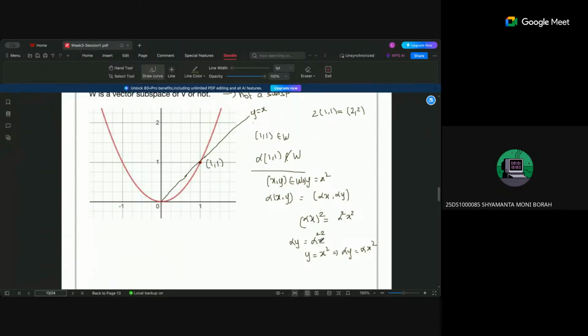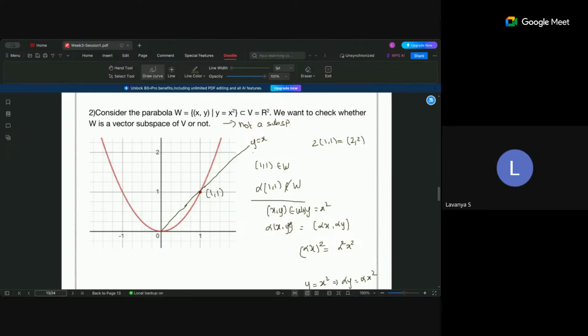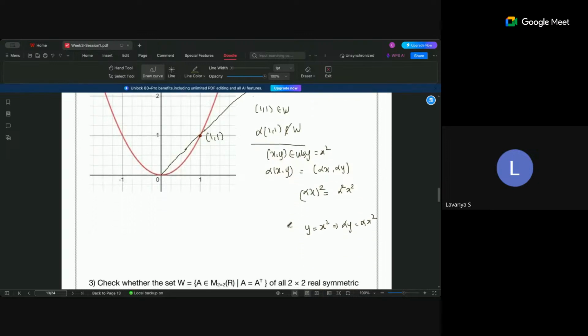This one. So what you should actually get is that yes, alpha y is equal to alpha x squared only. But here we should have alpha square x square for this to be inside this set. Okay, you understand or not?